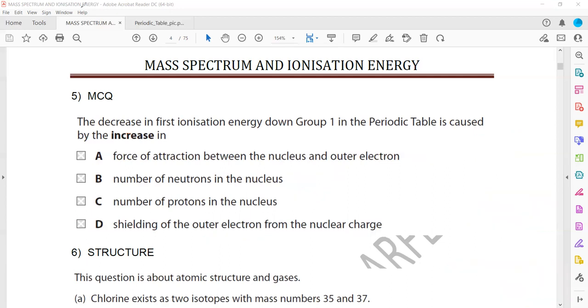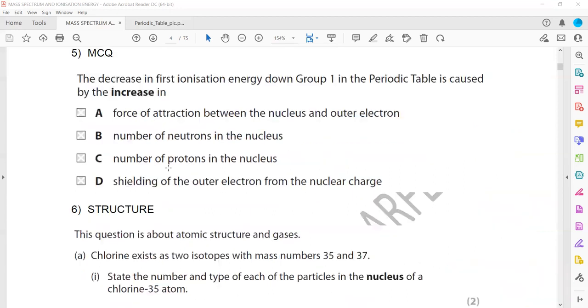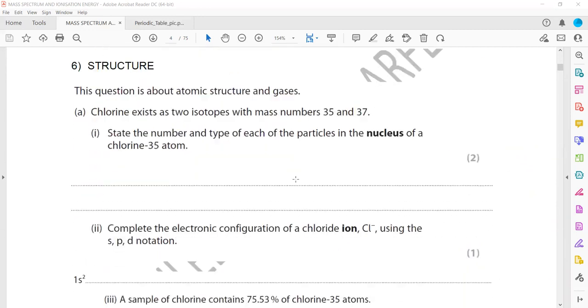Then the structure question is there in between. This file has a mixture of structure questions and MCQs: some structure questions, then MCQs, and the pattern repeats. So you can get an overall idea of how the structure questions are there as well as the MCQs. This question is about atomic structure and the gases.